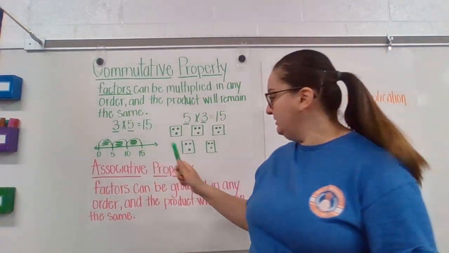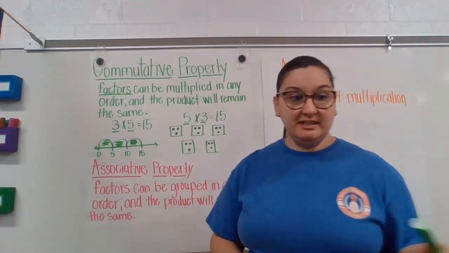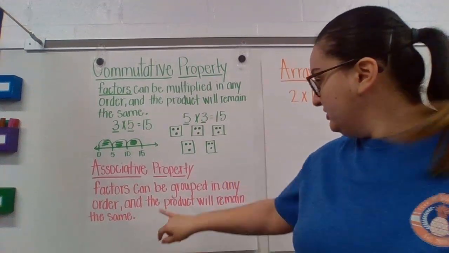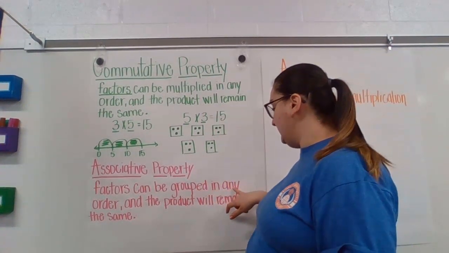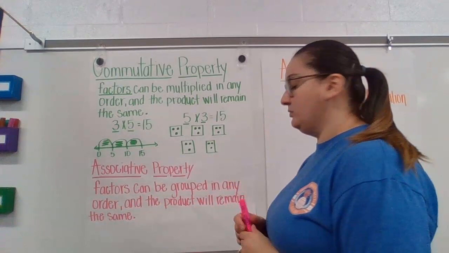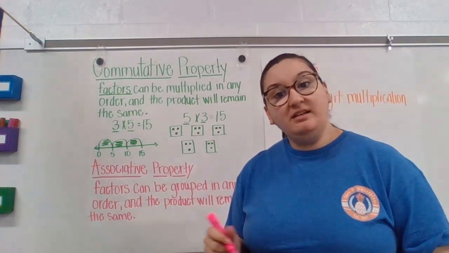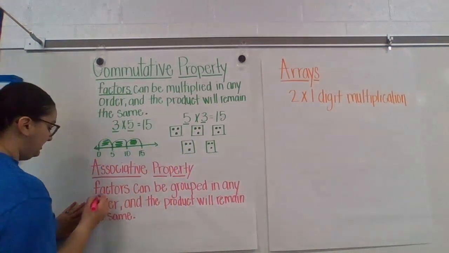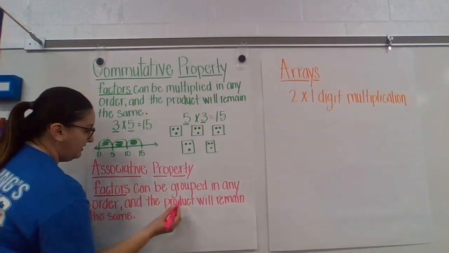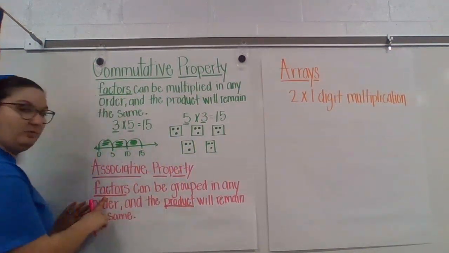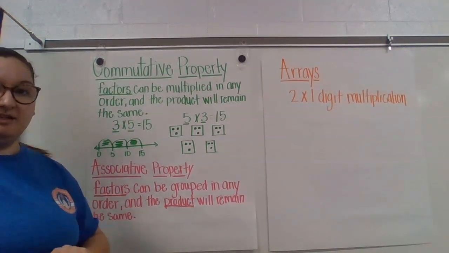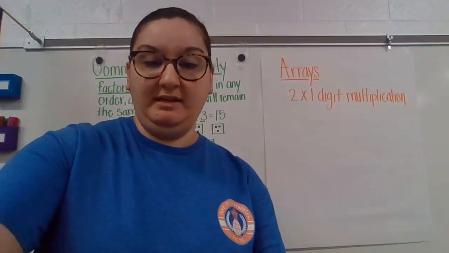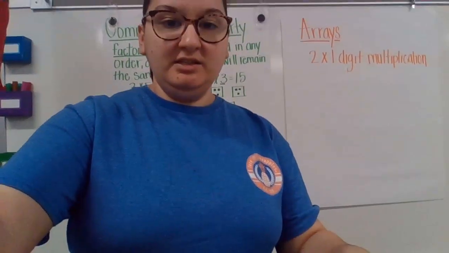Then I have associative property. This is saying that factors can be grouped in any order and the product will remain the same. So it's kind of like our commutative property. I have my factors, and we said our factors are what we're multiplying, and our product is what we get when we multiply them. So let's look at this one.